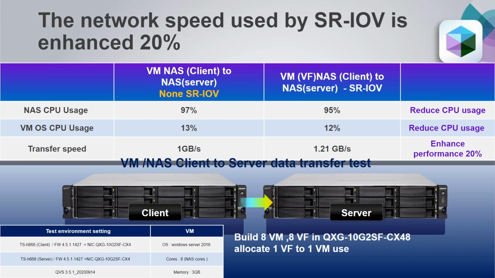Here are some tests that we conducted with SRIOV, and we have seen at least a 20% enhancement when using the feature. We have seen reduced CPU usage on the NAS and also in the VM OS itself, which improves the efficiency of the VM, thereby increasing the network performance. So when you're using SRIOV, you have lower CPU usage on the NAS as well as the host VM itself, and also increased network performance of the VM.